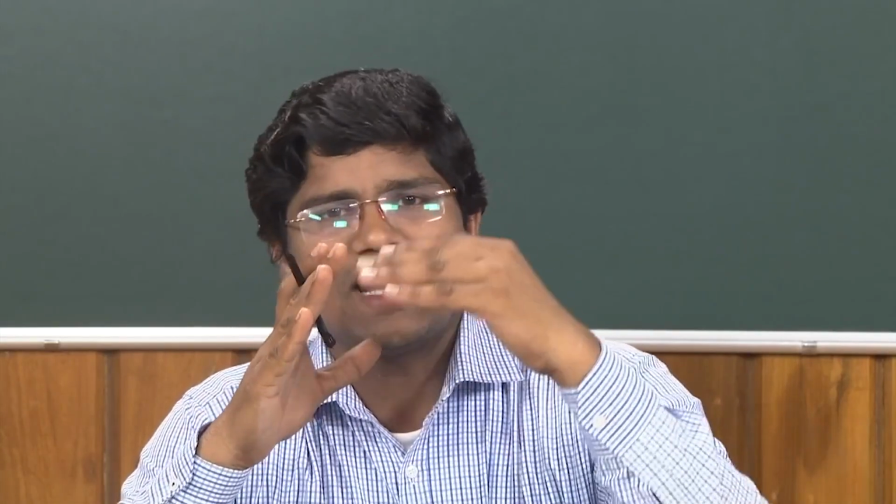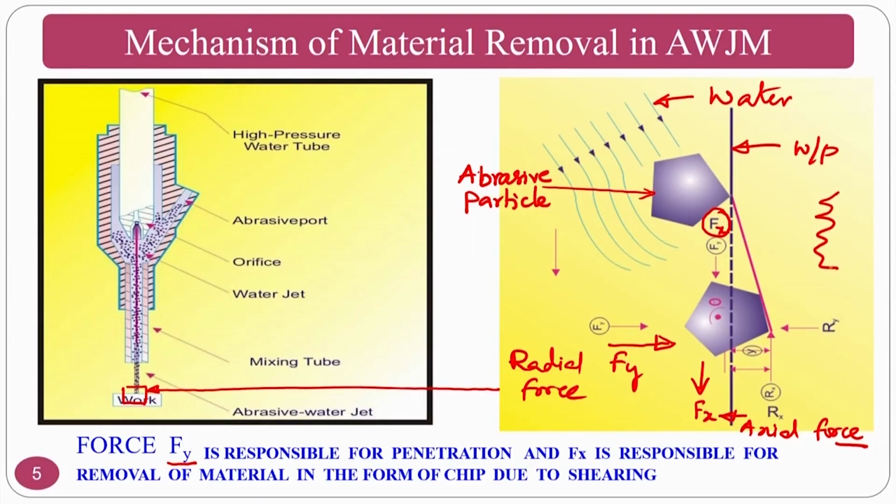So, the radial direction tries to indent into the surface and the axial direction tries to move forward along the direction of your carrier medium, that is water, because of which, assume that this is my surface, my abrasive particle is indenting on this surface. So, Fx will try to move and Fy will try to move in this direction, because of which the material will be removed in the form of microchips because of these radial as well as axial forces.